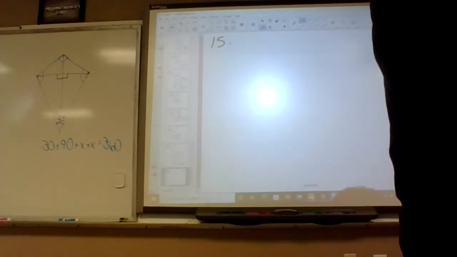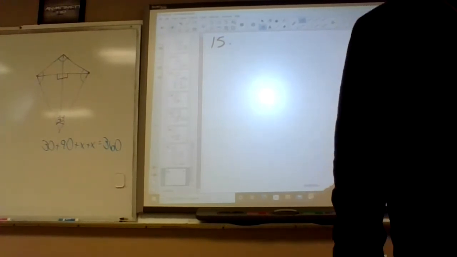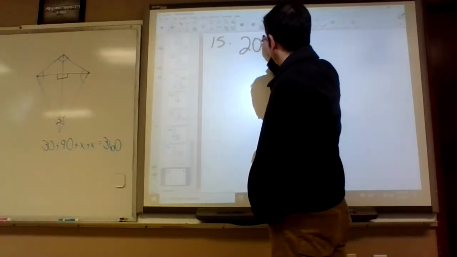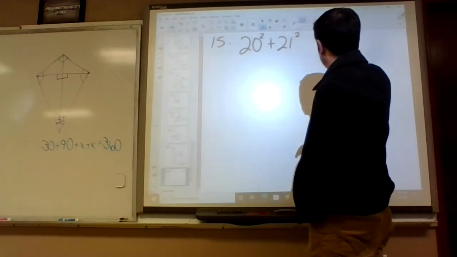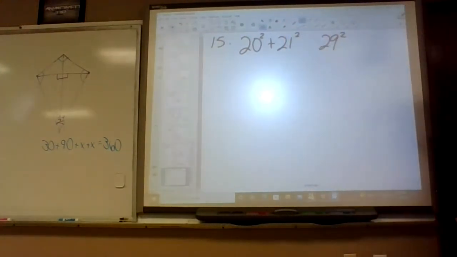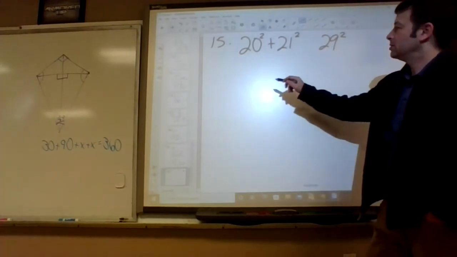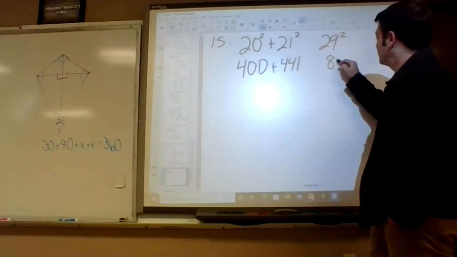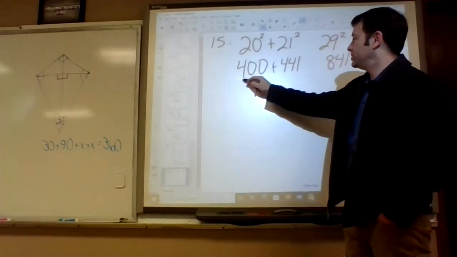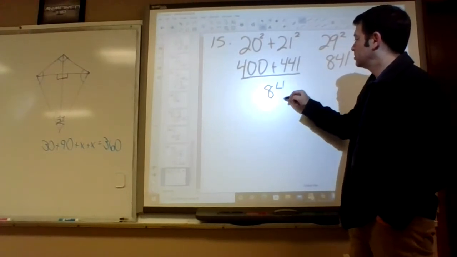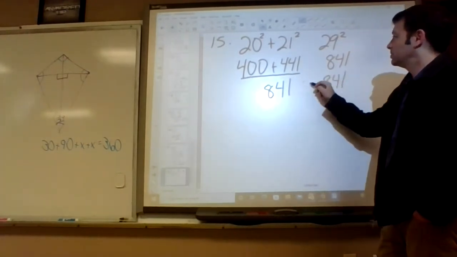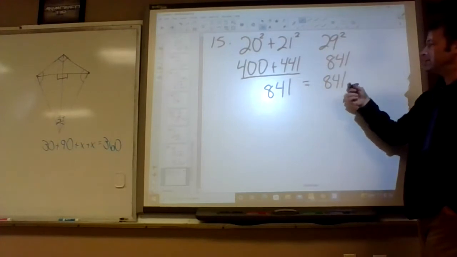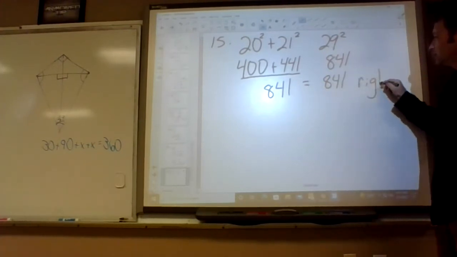15. Same thing. 20, 29, and 21. So which one should go where? 29 is going right. So 20 squared plus 21 squared is competing with 29 squared. 29 squared is 841. You said this is 841, Tristan. And I believe that is also 841. So basically what happened was a squared plus b squared equaled c squared. So what kind of triangle is it? Right triangle.